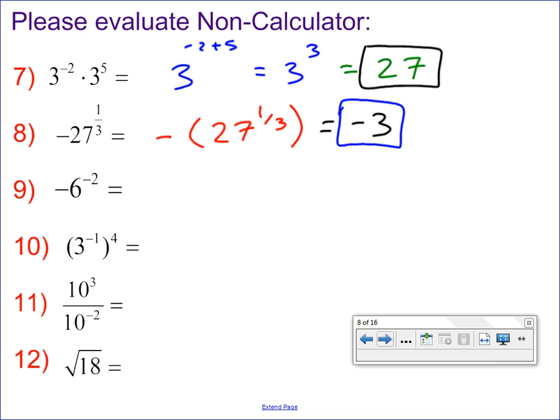That's different than number 9. Number 9 is opposite of 6 to the -2. Now it makes a difference because only the 6 gets raised to the -2 power. So I have this negative hanging out front, which means 6 to the -2 is the 1/6, the same as 1/6 to the +2, and that's why I get -1/36.